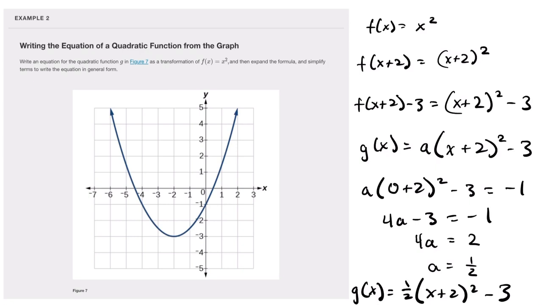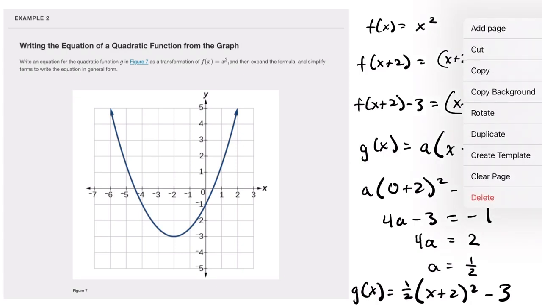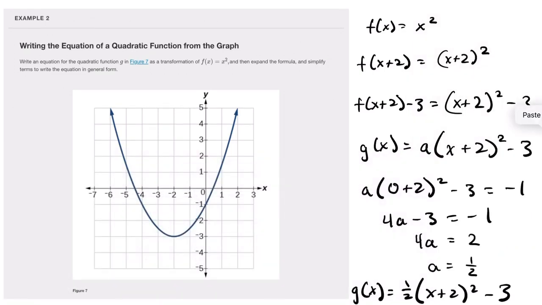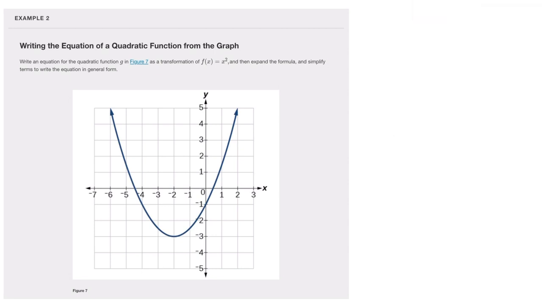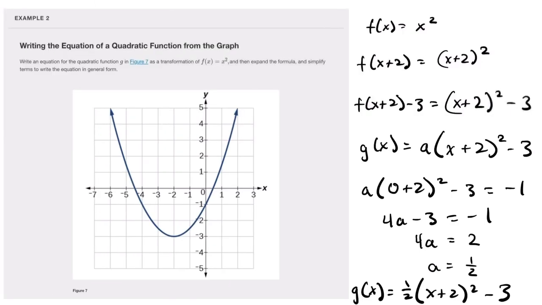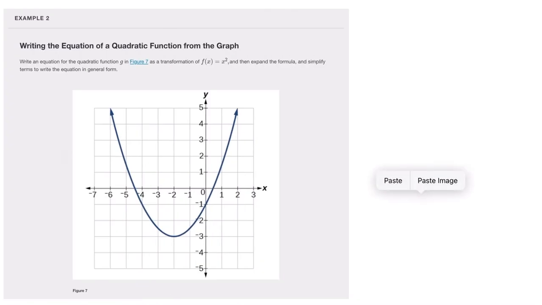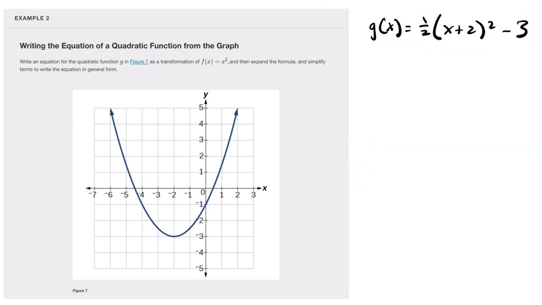Okay. And write it in a general form. The general form is what? Ax squared plus bx plus c. So basically they're asking us to expand this out. I guess I'll just duplicate this side, and clear. So let me get a copy of this, and we'll just go ahead and expand this guy.